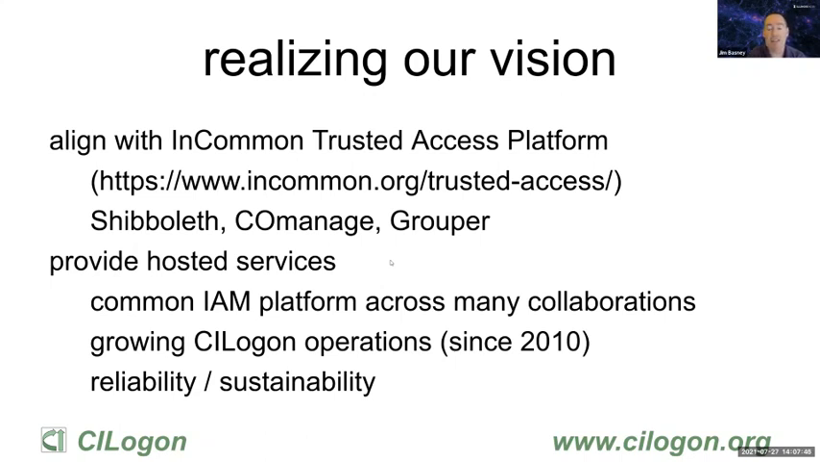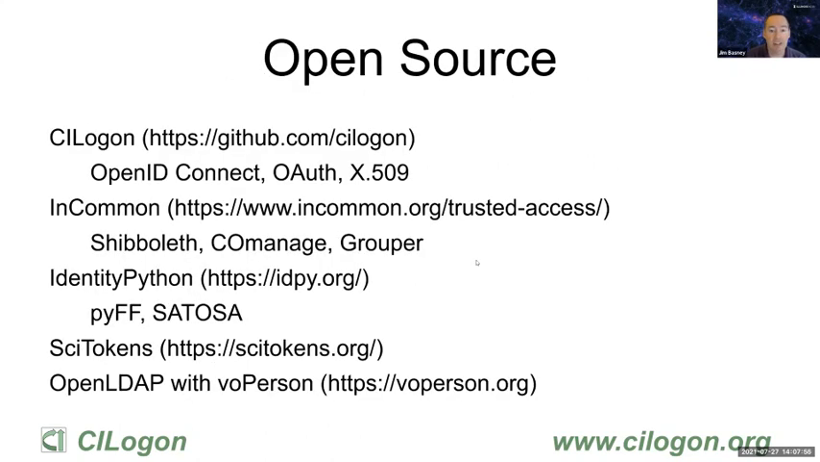Of course, if you're going to rely on a hosted identity and access management platform, you need it to be sustained for the lifetime of your research project, and you need it to be reliable so the researchers can log on. And so our platform is all open source. I mentioned the InCommon Trusted Access Platform components, Shibboleth, CoManage, and Grouper that we use. We also use the pyFF and SATOSA components from Identity Python.